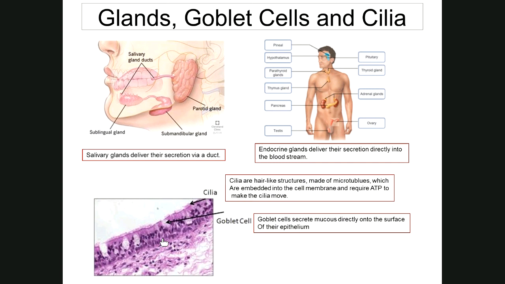Your next blank is cilia. Cilia are hair-like processes that move rhythmically to set up a current or direction of movement, and they do require ATP. So these are going to be physical structures. If you remember from general biology, they're microtubules, and they are embedded in the membrane by something called a basal body, and that requires ATP to make those cilia move back and forth to move something.